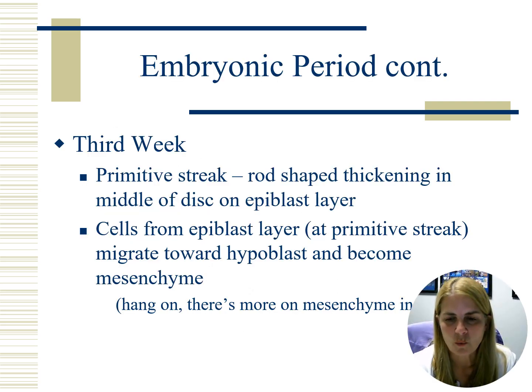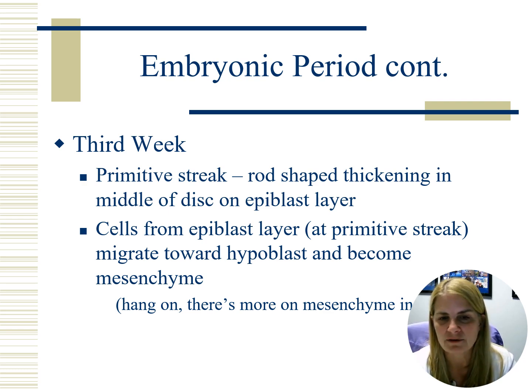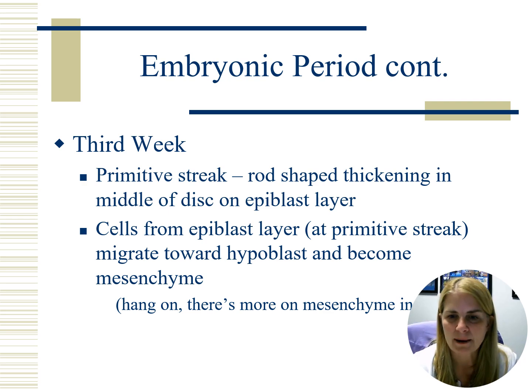During this 3rd week, the primitive streak is present across the bilaminar disc. It differentiates into the primitive streak, which is a rod-shaped thickening in the middle of the disc on the epiblast layer. The cells from the epiblast layer at the primitive streak migrate towards the hypoblast and become mesenchyme.